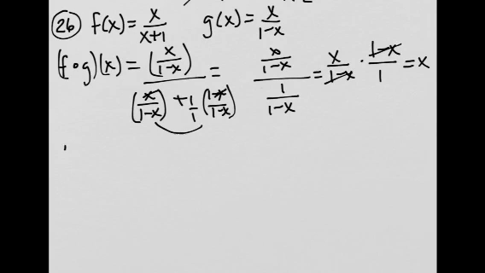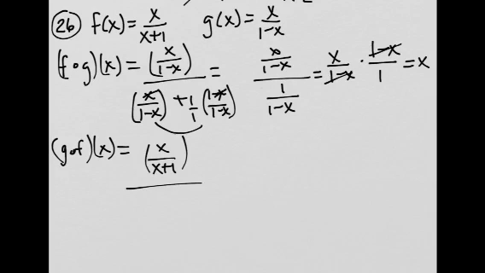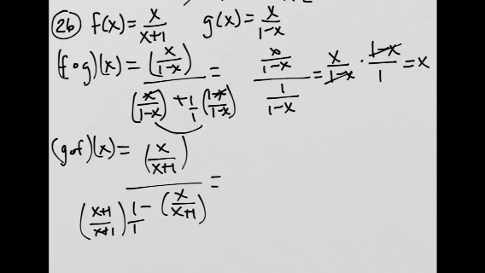So now I do g of f of x. Okay, so that means that I'm going to take this function right here and replace it for that x and for that x. So it's x over x plus 1 over 1 minus x over x plus 1. Okay, so I need a common denominator. So I'm going to multiply the 1 by x plus 1 over x plus 1. Simplify my denominator, and let me just write down the numerator real fast. So 1 times anything is itself, so that's not going to change.